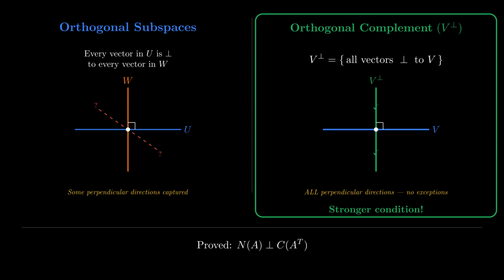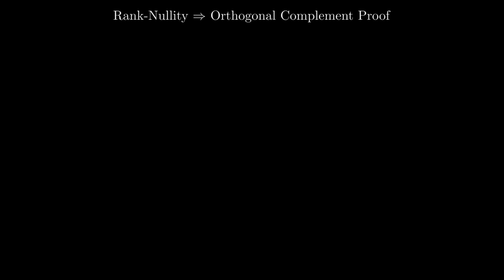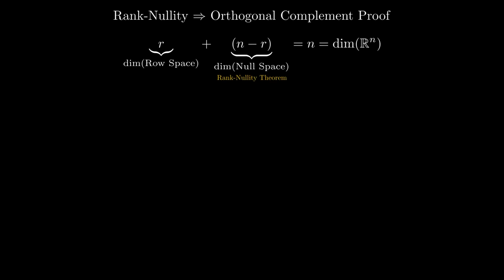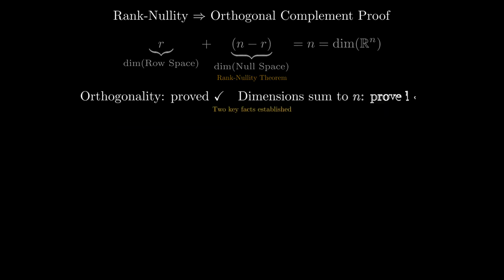We have already proved that the null space is orthogonal to the row space, but our goal is to show that the null space actually equals the orthogonal complement of the row space, that it captures all perpendicular directions, not just some. To prove this, we need one more ingredient beyond orthogonality, a dimension count. The rank nullity theorem tells us that the dimension of the row space plus the dimension of the null space equals n, the number of columns, that is r plus n minus r equals n.